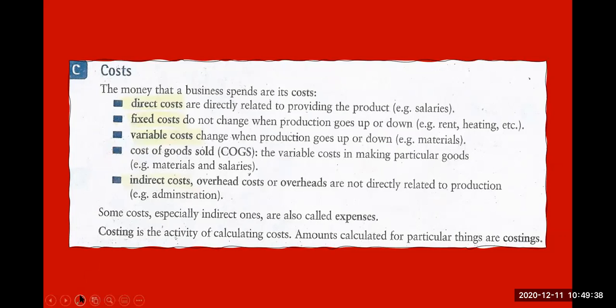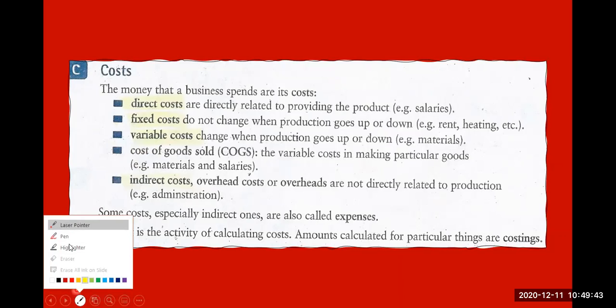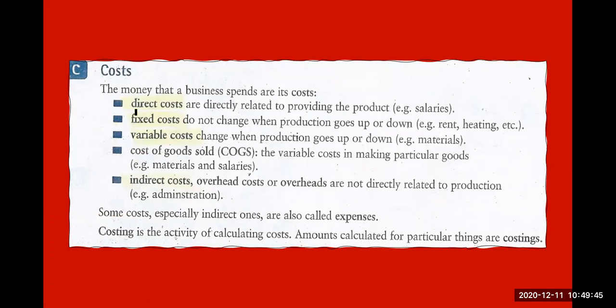Cost of goods sold. The variable cost in making particular goods, materials and salaries. Indirect costs. Overhead costs or overheads are not directly related to production, administration. Some costs, especially indirect ones, are also called expenses. Costing is the activity of calculating cost amounts calculated for particular things.